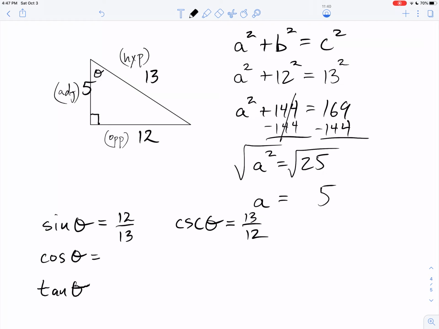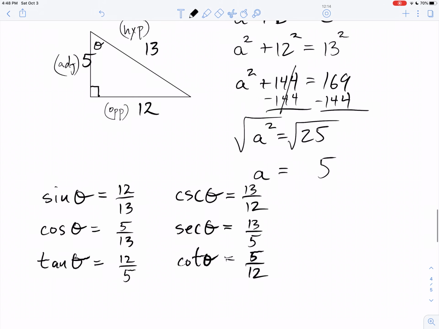Let's do it again for cosine. If I want to know what the cosine of that angle is, I would say adjacent over hypotenuse. So what do I immediately know? I know the secant of theta is 13/5. And then last but not least, my buddy tangent, I would do SOHCAHTOA, so it'd be opposite over adjacent, which would mean my buddy the cotangent would equal 5/12.